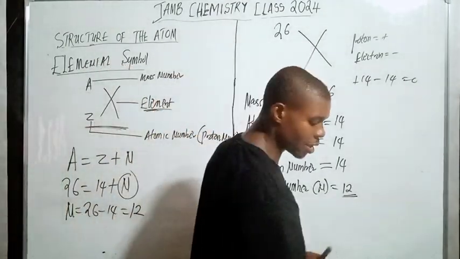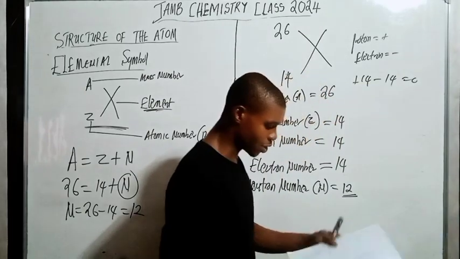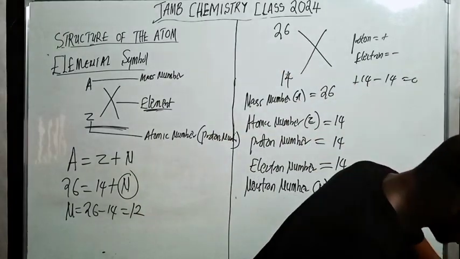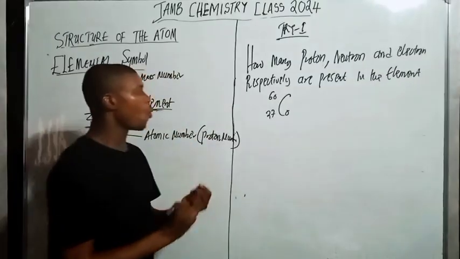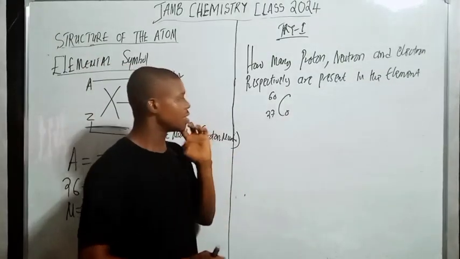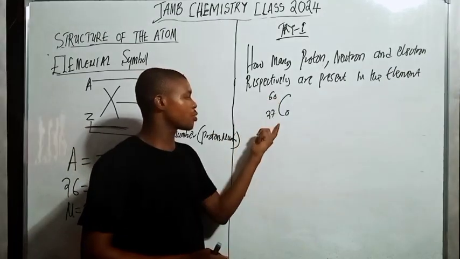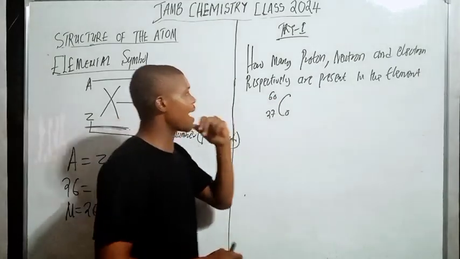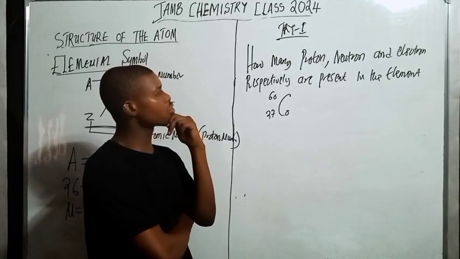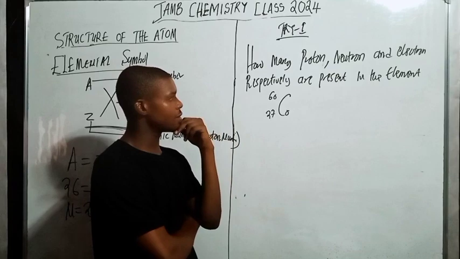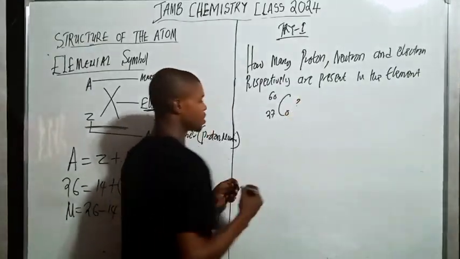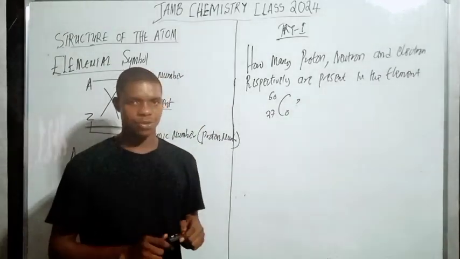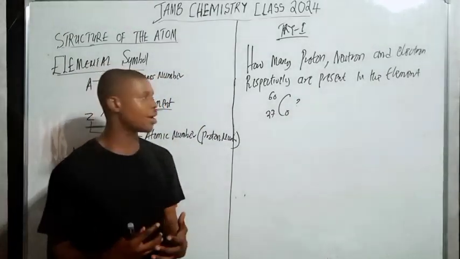So now let's try one in the past question. I have one in the past question. I copied it out. What is the proton number of cobalt that has the mass and proton number here? They're asking how many protons, neutrons, and electrons are present in the element. So you can pause the video and try it. Leave your answer in the comment section, right?